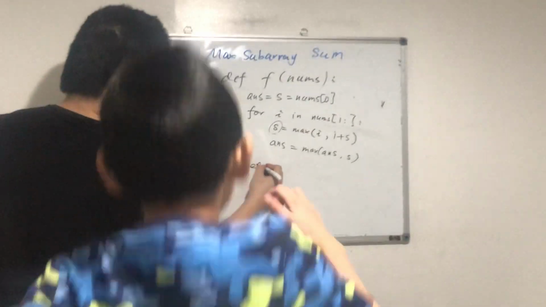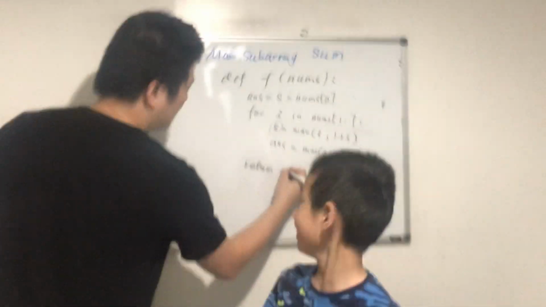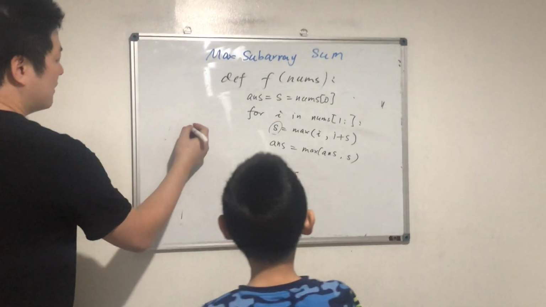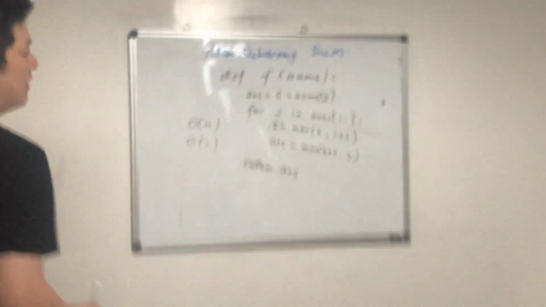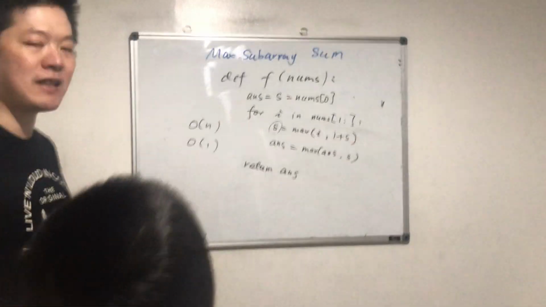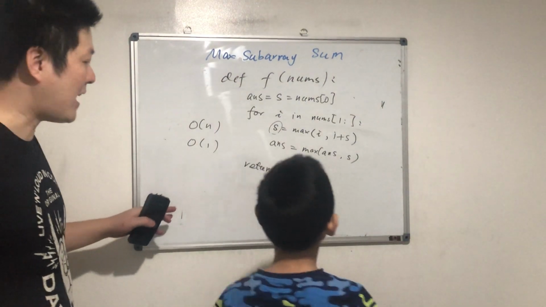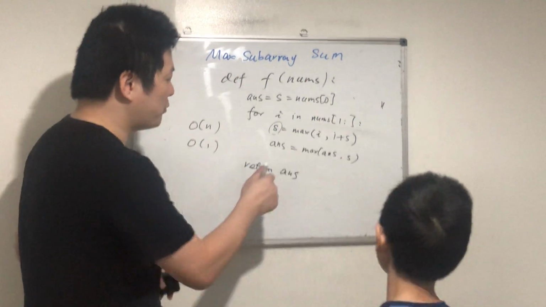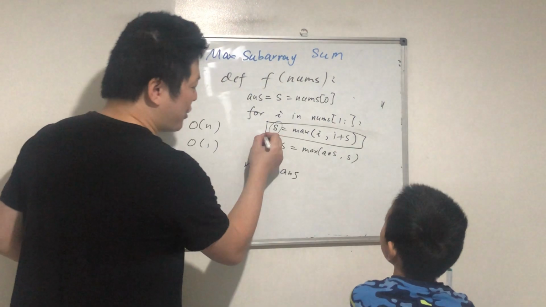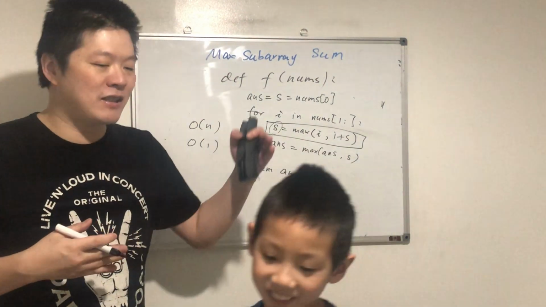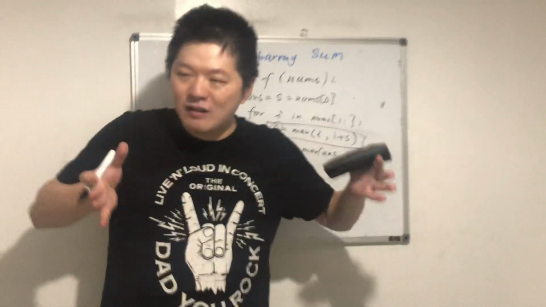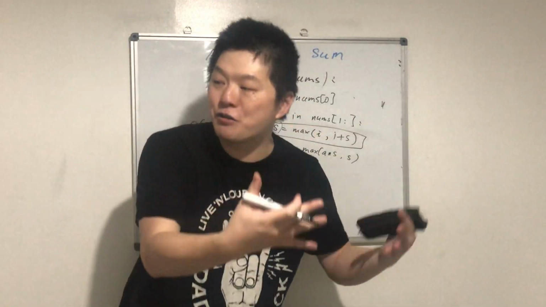What's missing? What's the time complexity? O(N). What's the space complexity? O(1). Okay, well done. So look, this is dynamic programming, because we are making the dynamic programming choice: we pick the next element, or we start with a new list, right?